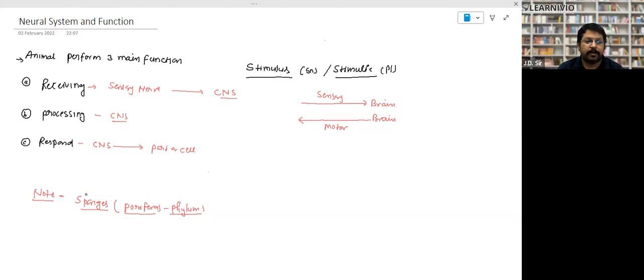Note that sponges means the phylum Porifera. That question has been asked. Sponges, or Porifera, do not have any kind of nerves or neurons, right? This is the only animal phylum which does not have any nerve cell.